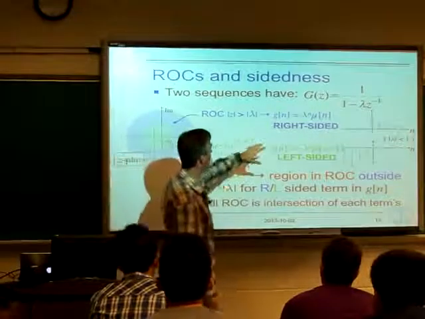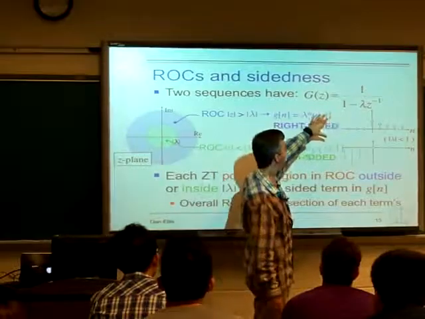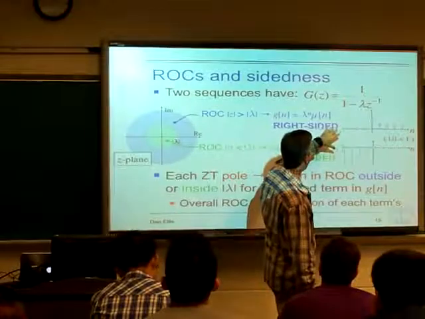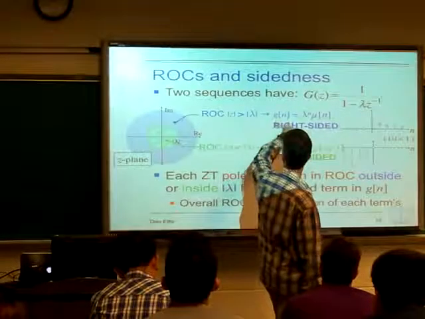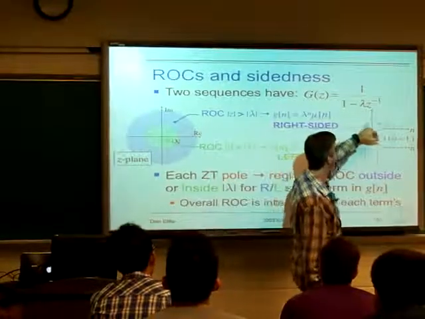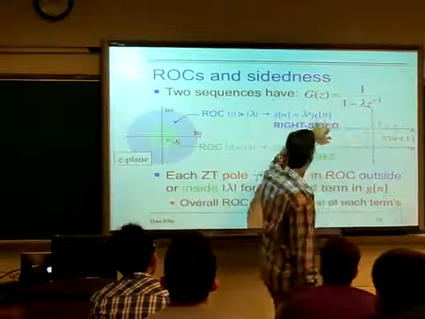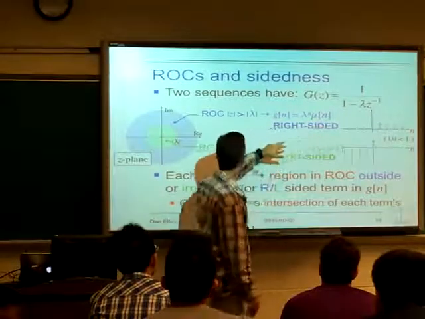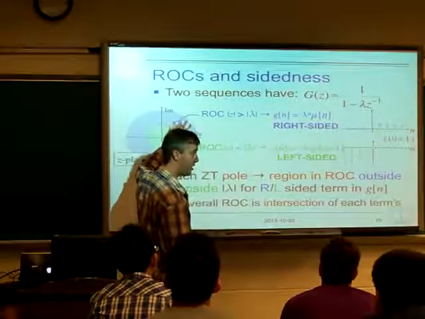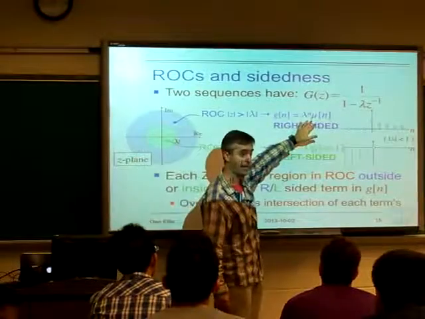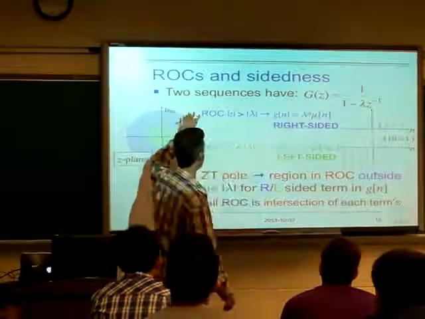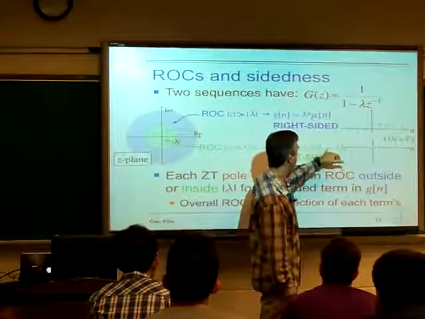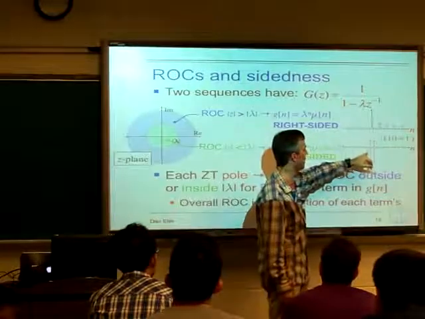So we saw before that if we have G of z equal to 1 over 1 minus lambda z to the minus 1, for a value of lambda like 0.8, this would be the closed form expression for lambda to the n times mu of n, but it would have a region of convergence which is the outside of the circle. This could be the solution to some LCCDE. And then we saw that if it was negative lambda to the n times mu of minus n minus 1, it was like this.